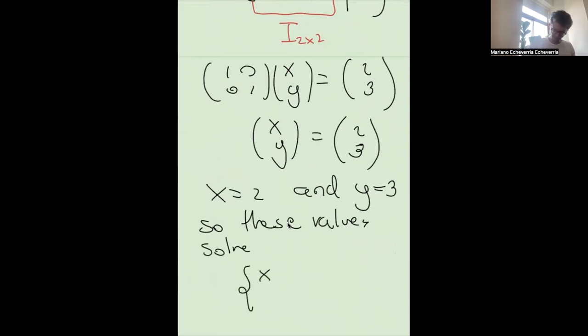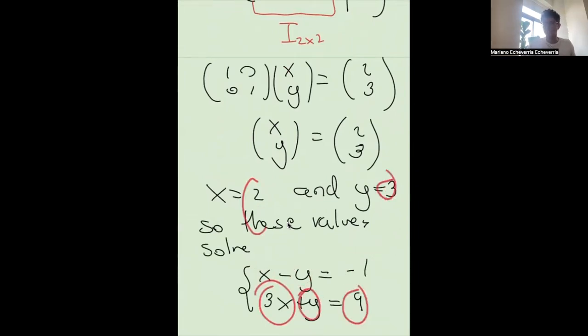Is that making sense? Which you can check literally here by just plugging in. If you put 2 and 3, you get 2 minus 3, which is -1. And here you get 6, and 6 plus 3 equals 9.